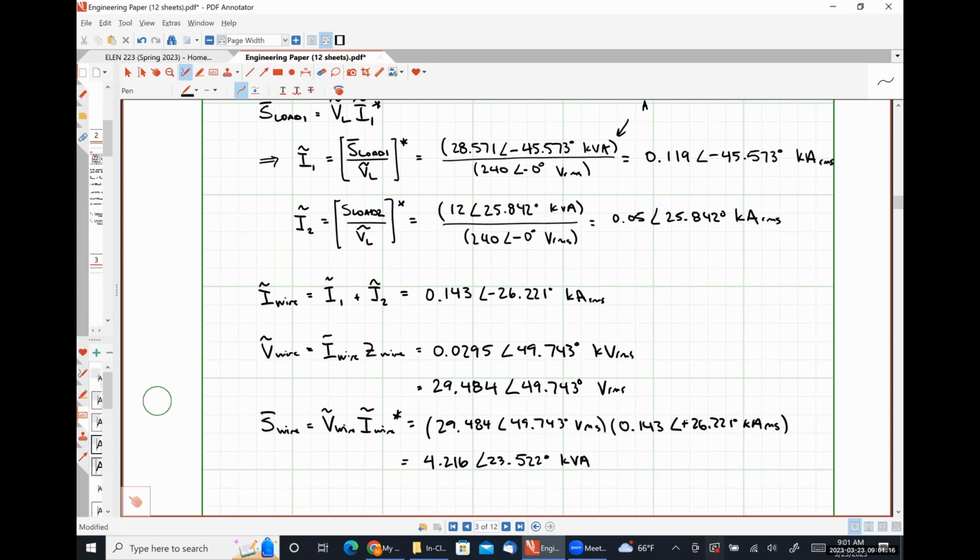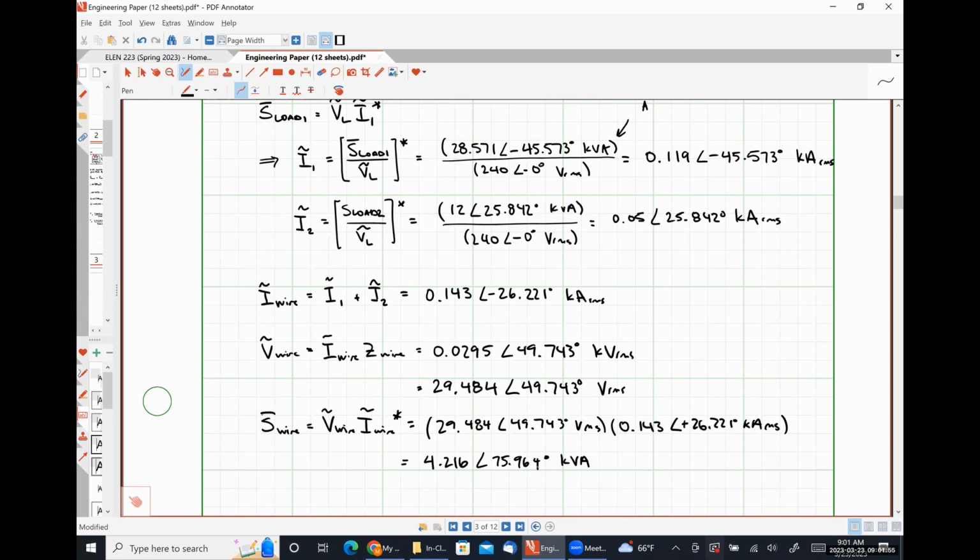So 49.743 and 26.221 is going to be something in the ballpark of 75.964 degrees. This doesn't add up directly because I've got a little rounding error, but it'll be that or something close to that. Thank you very much for pointing that out. I forgot to do the conjugate of the current, which means that angle was wrong, which was going to mess everything else up. I cannot reiterate enough how much bookkeeping this complex math entails.